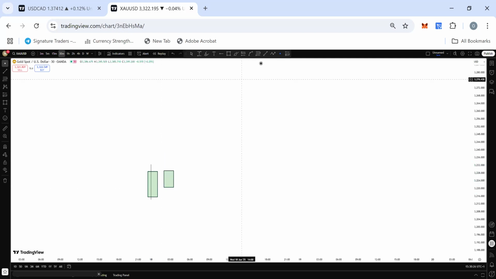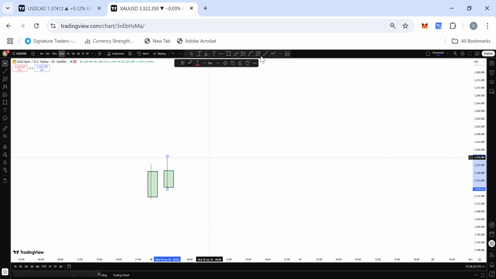Price did something like this. Close with a wick like this. Swipe this high. And after taking this high, price closed with a wick. It closed with a wick for that day. For this reason, this is a reversal pattern.